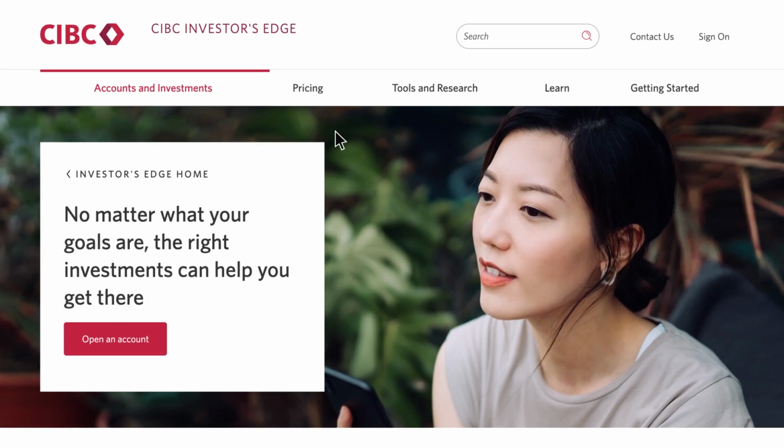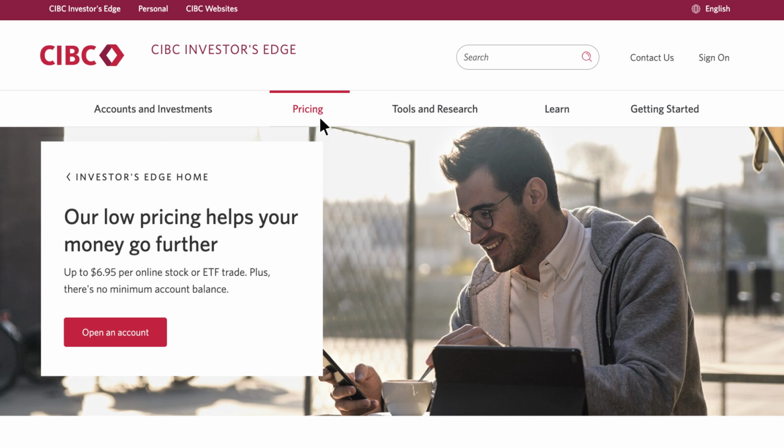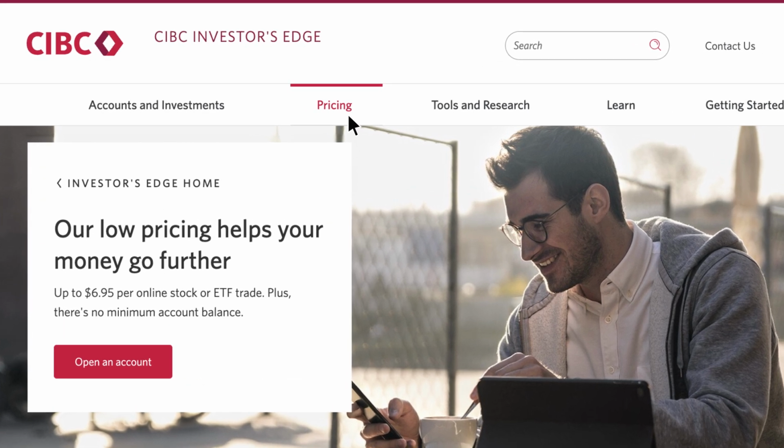What are the costs of doing a foreign exchange transaction? You won't pay a commission for your currency conversion. Rather, Investor's Edge and its affiliates take a spread on this trade. You'll find more information about the spread-based revenue that Investor's Edge will earn on the Investor's Edge pricing page.